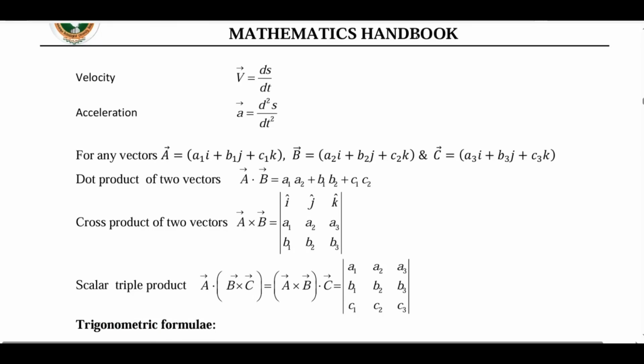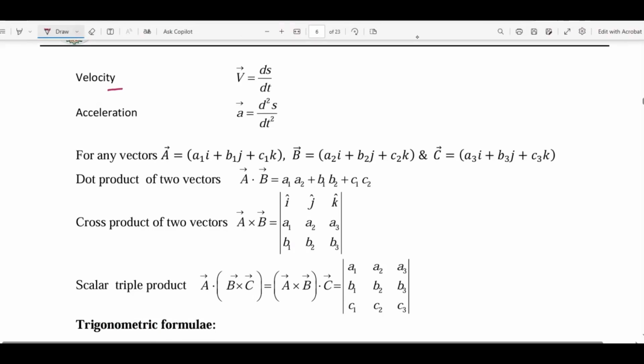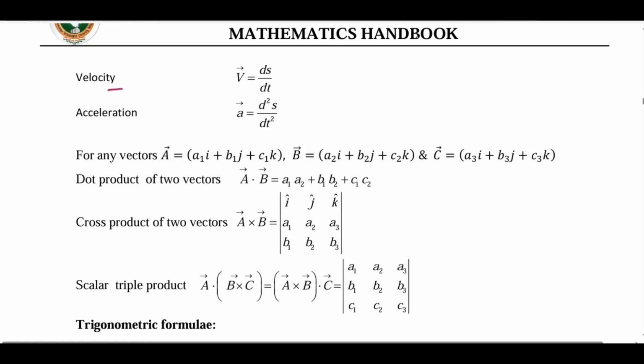Then moving on to the next one, velocity. Velocity is the v vector, d by dt of distance, that is, the rate of change of distance with respect to time. Then acceleration, the a vector, is the double differentiation of distance. Then for any vectors, a vector is a1 i plus b1 j plus c1 k. B vector is a2 i plus b2 j plus c2 k, and c vector is a3 i plus b3 j plus c3 k. We can write the dot product of two vectors, a vector dot b vector, as a1 into a2, plus b1 into b2, plus c1 into c2. So this will be the dot product of two vectors.